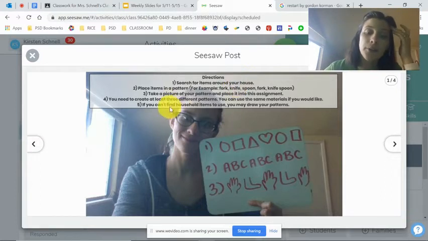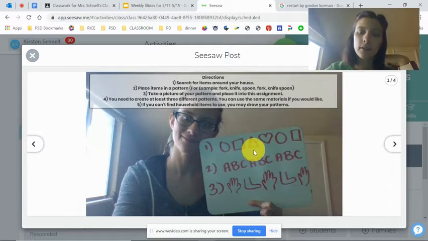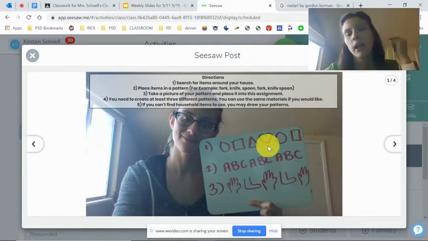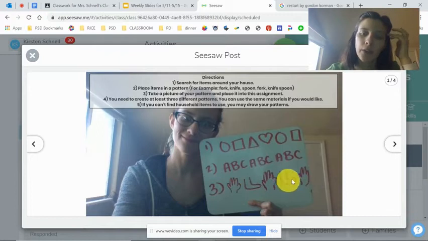And if you can't find household items, you also may draw your patterns like I did. So I did circle, square, circle, square, triangle, heart, circle, square, and then the next ones would be triangle and heart. I did ABC, ABC, ABC, and then I did hand, foot, hand, foot, hand. Okay.